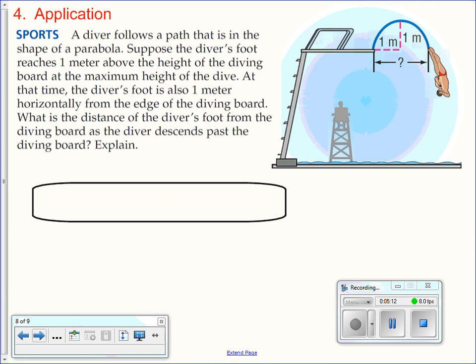Here, a diver follows a path that's in the shape of a parabola. Suppose the diver's foot reaches 1 meter above the height of the diving board, and at that time, the diver's foot is also 1 meter horizontally from the edge of the diving board. What is the distance of the diver's foot from the diving board as the diver descends past the diving board? Well, you can see that he goes up and then he comes back down. So it makes a parabola, and since a parabola is symmetrical, the distance is 2 meters.